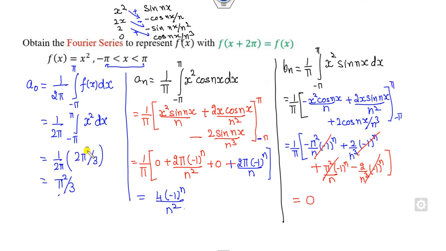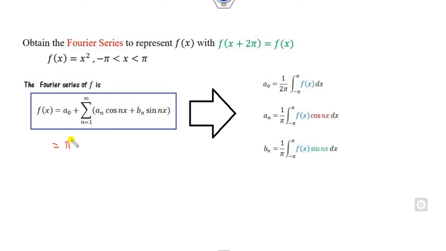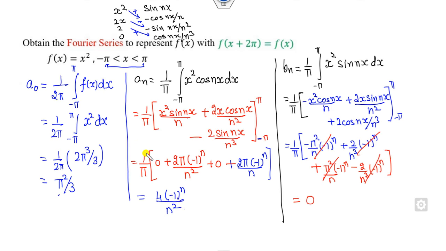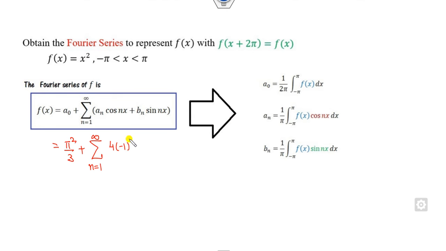So a0 will be pi square by 3 plus summation n varies from 1 to infinity. What is the an? 4 minus 1 raised to power n over n square cos nx. Bn is my 0, so that is the right answer of this problem.